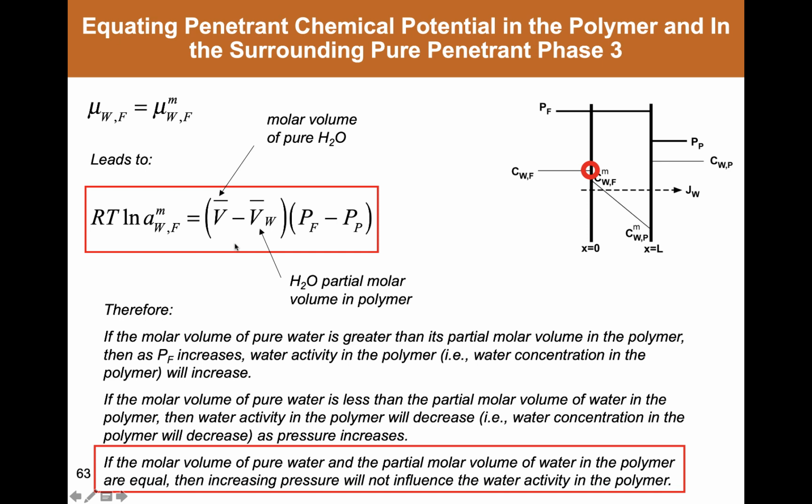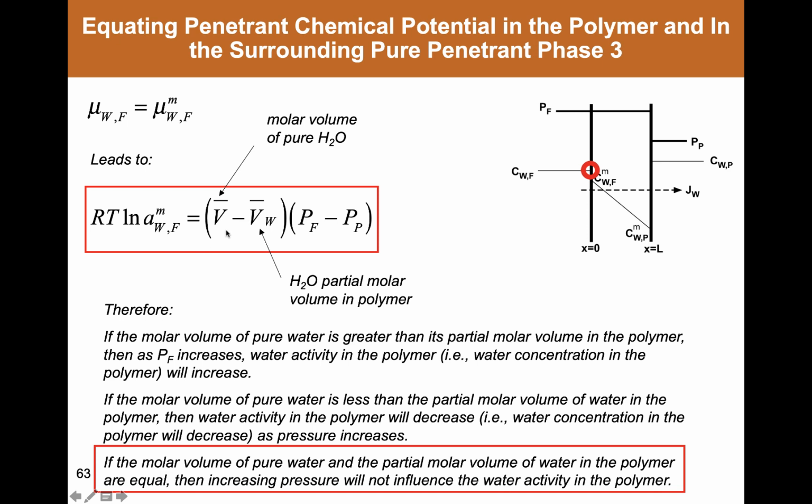This is about where we stopped last time. Equating the chemical potential of solvent in the upstream, or high pressure, face of the membrane to that of the solvent just dissolved in the upstream face of the membrane leads to this expression. It says that RT times the logarithm of the thermodynamic activity of solvent in the membrane right at this high pressure interface is equal to the difference between the molar volume and partial molar volume of solvent, or in this case water, times the pressure difference across the membrane.